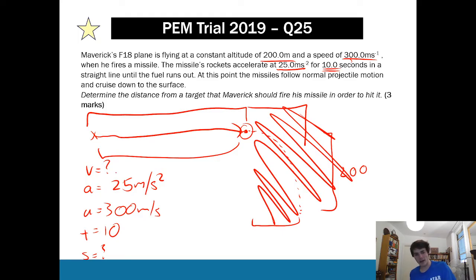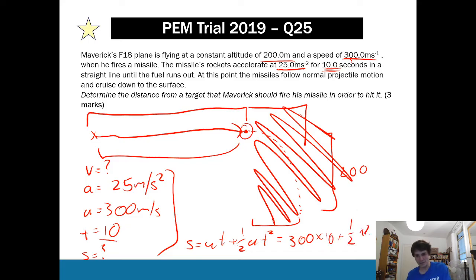First of all, maybe we can go with s first, and if we look at all of the numbers that we know, the equation that will be helpful here is s equals ut plus half at squared, right? This is basically just a glorified projectile motion question, and in order to do our projectile motion, we want to use our SUVAT equation. So u is equal to 300 times our time, which is 10 seconds, plus half times our acceleration of 25 meters per second squared, times 10 squared. Okay, 300 times 10 plus half times 25 times 10 squared gives us a value of 4,250 meters. Going back up to this point, we can relabel this as 4,250 meters. That is how far the projectile is traveling in this time here.